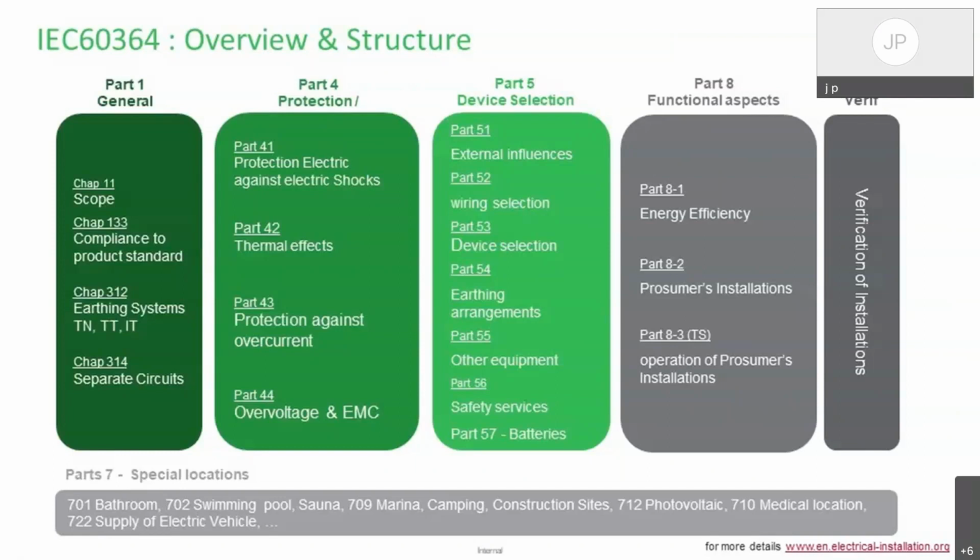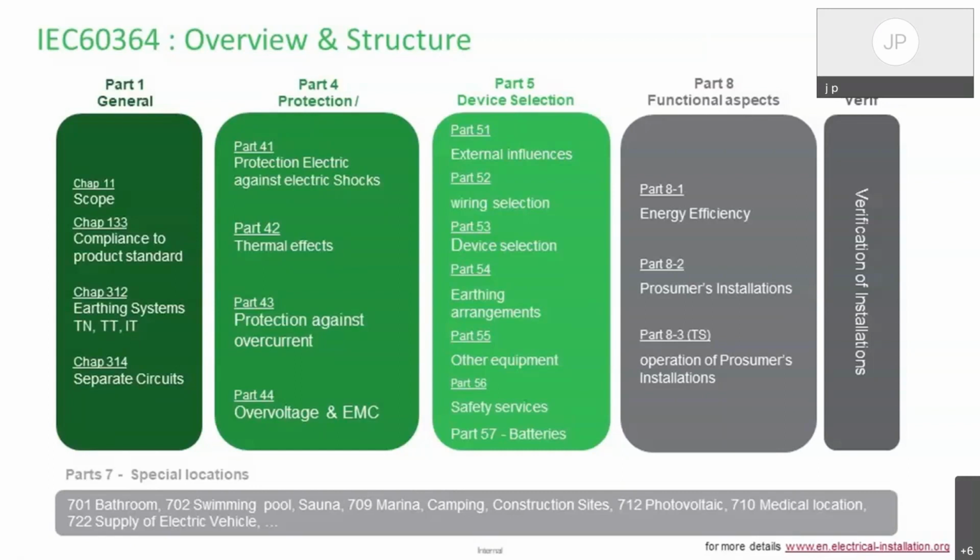Then we have something which is very important, which is part 7. Part 7 is something very specific to IEC 60364. These are documents which are going to modify parts 1, 4, 5, 8, and 6. That means that if you have something in this document, you are going to use the main part plus part 7. So that means that part 7 is not a standalone part.